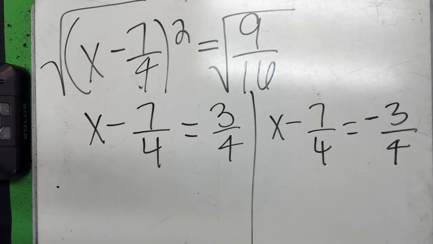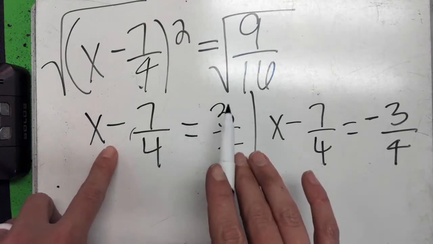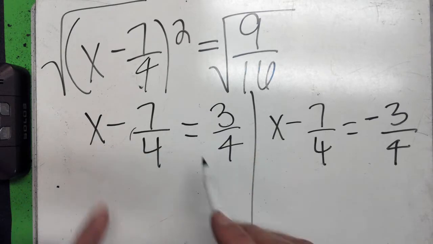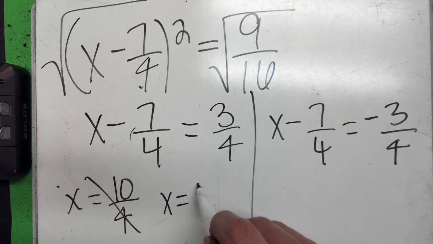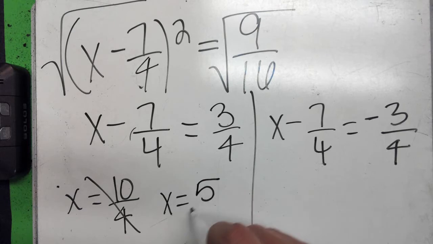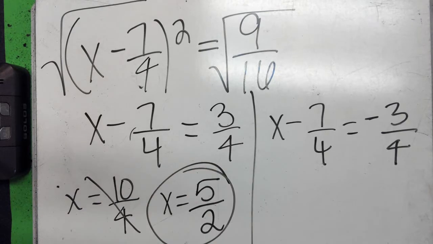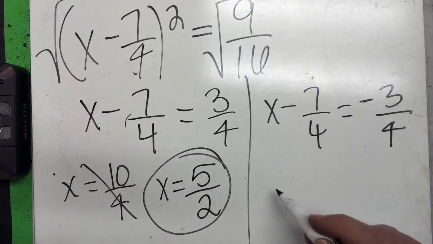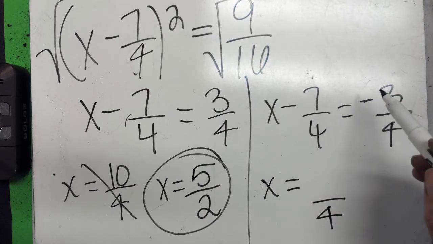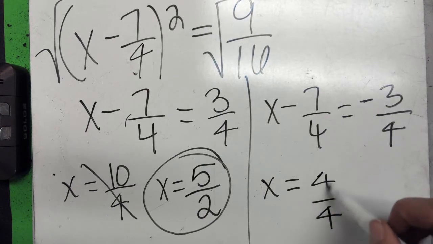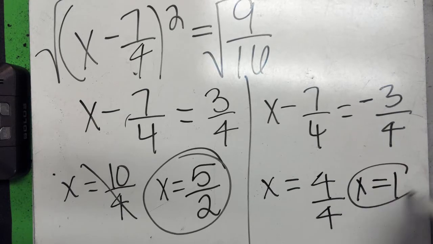Let's do it in our heads, okay? We have to add this over, right? The bottom will stay 4. The top becomes what? 10. Simplify it for me. 5 over what? Good. Over here, the top is going to change. The bottom stays 4. What's 7 minus 3? Answer? Good.